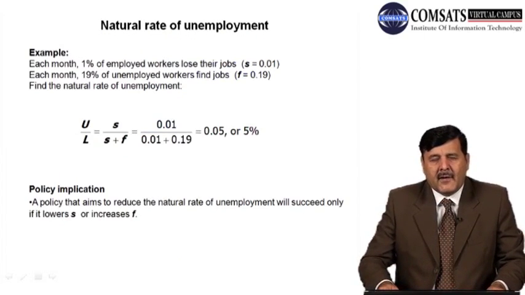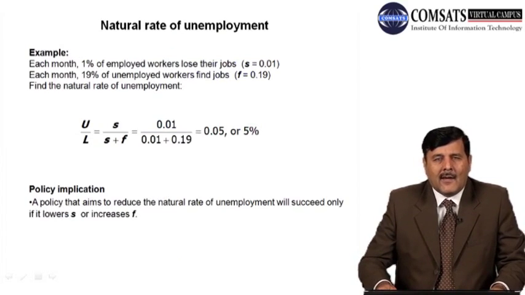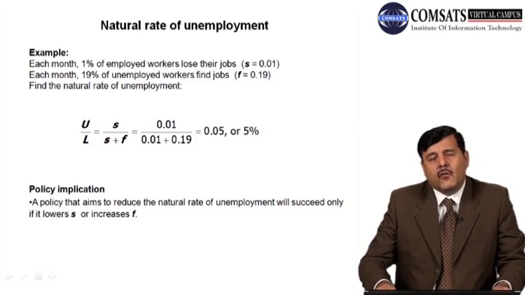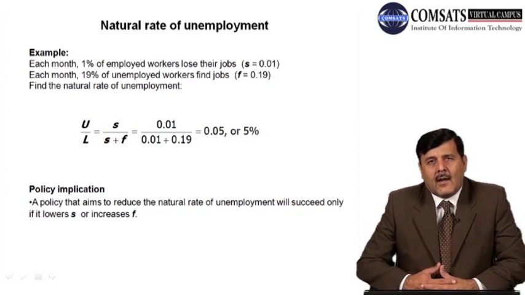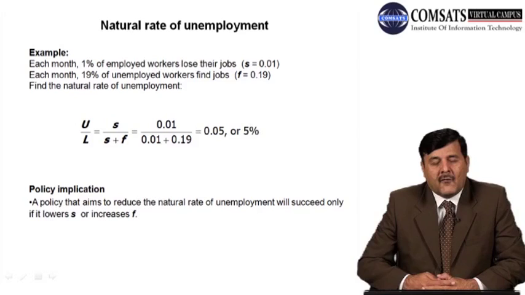Now an example will try to explain this formula, this equation, how we can find the unemployment rate with the help of an example. Each month 1% of employed workers lose their job, so we can say that S is equal to 0.01, and if each month 19% of unemployed workers find a job, then F is equal to 0.19. Now find the natural rate of unemployment.